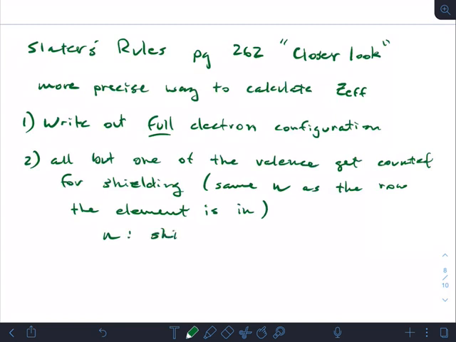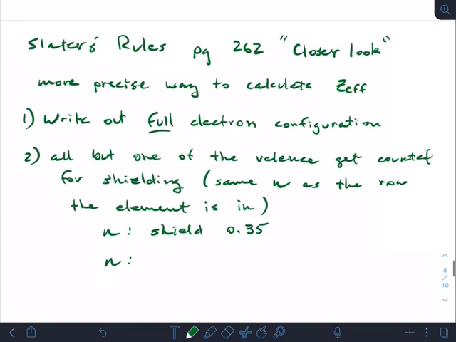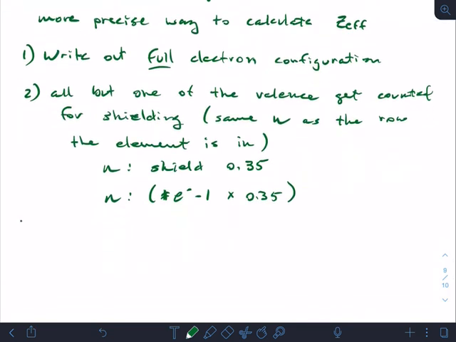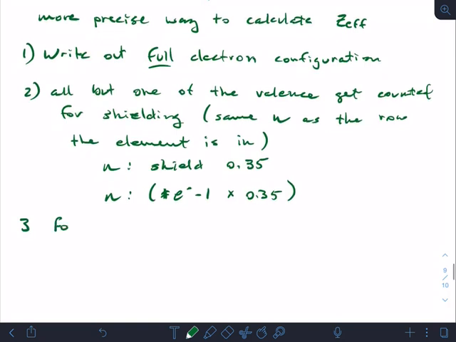Okay, and these get a shielding value of 0.35. So when I want to do this, I'm going to say the number of electrons in that n value, electrons minus 1, times 0.35. Okay, this will all make some sense when I do an example.